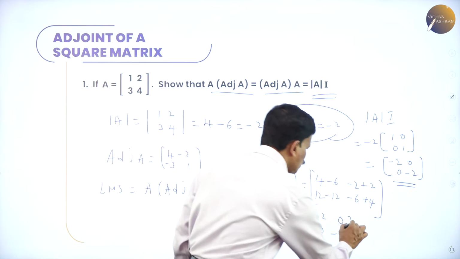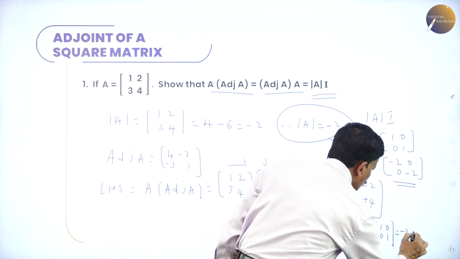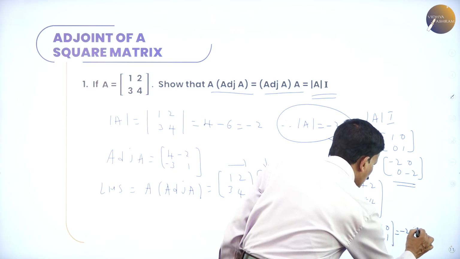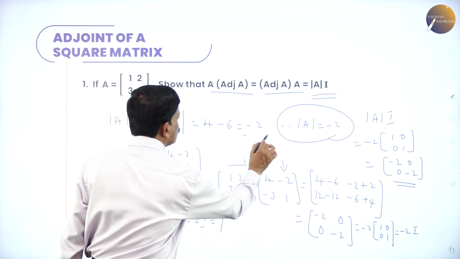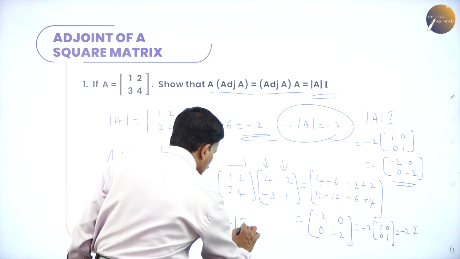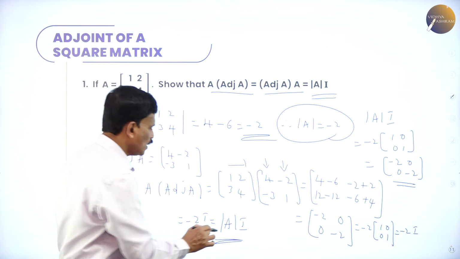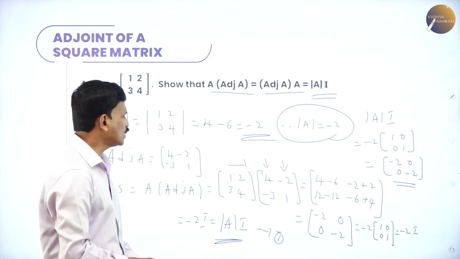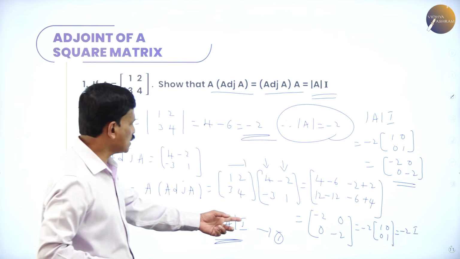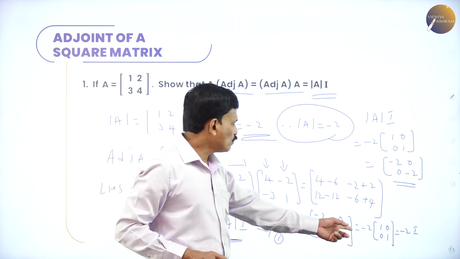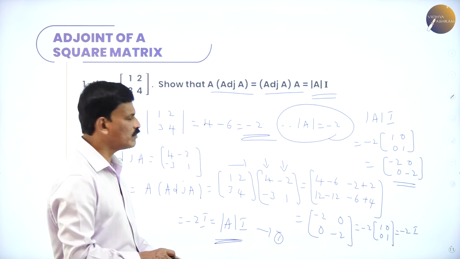So, you can take minus 2 as a common factor, [1, 0; 0, 1]. This is nothing but minus 2 into I. What is minus 2? Minus 2 is the value of determinant of A. So, this is determinant of A into I. Let us represent this as equation number 1. See, if you multiply A into adjoint of A, you will get [minus 2, 0; 0, minus 2], that is nothing but minus 2 out, [1, 0; 0, 1], which is an identity matrix. So, you will get determinant of A into I.